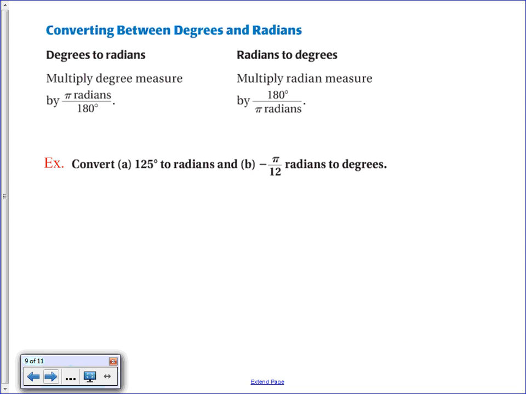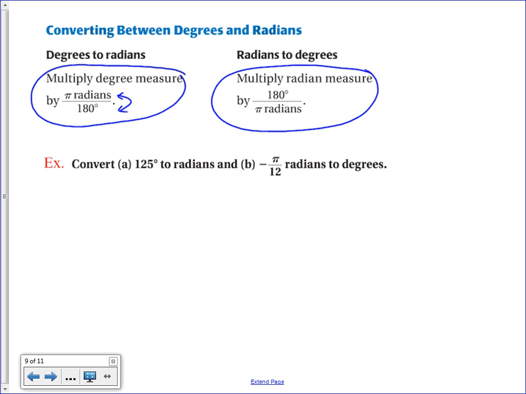To convert between degrees and radians, you're going to multiply the degree measurement by the conversion fraction, pi radians over 180 degrees. As you noticed from the previous slide, pi radians is 180 degrees. So this fraction is basically just saying multiply by 1, but it's going to get rid of the unit you don't want and keep the unit you do want. And then, of course, to go the other way, multiply the radian measurement that you have by 180 degrees over pi radians, and that will convert to degrees. Let's see how this works.